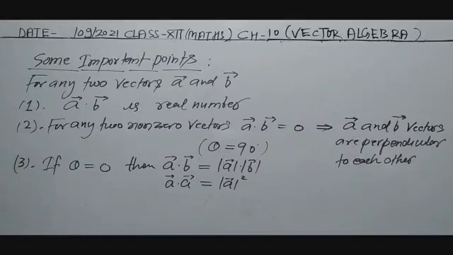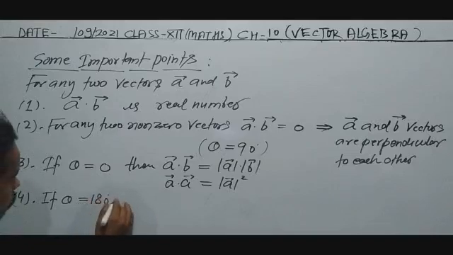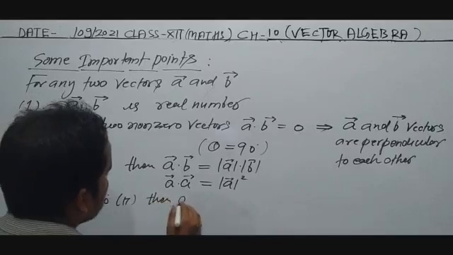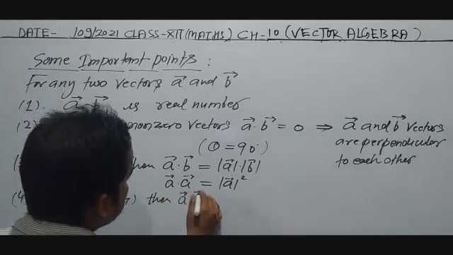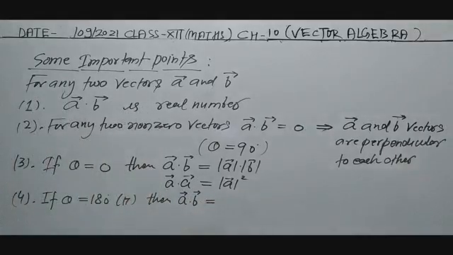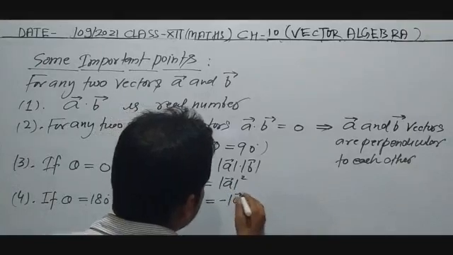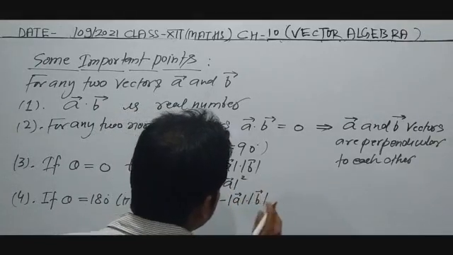Now come to the fourth point. What is the fourth point? Fourth point we can write, if theta is equal to 180, 180 means pi, theta is equal to 180 degrees, then vector A dot vector B, what can we write? Cos 180 degrees you know, that is minus 1. So minus mod of vector A into mod of vector B.